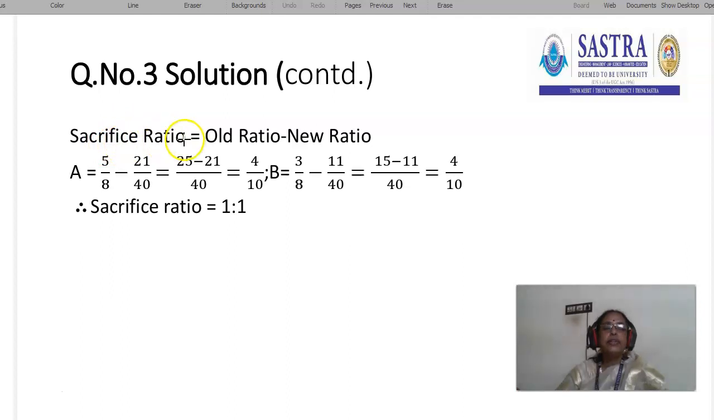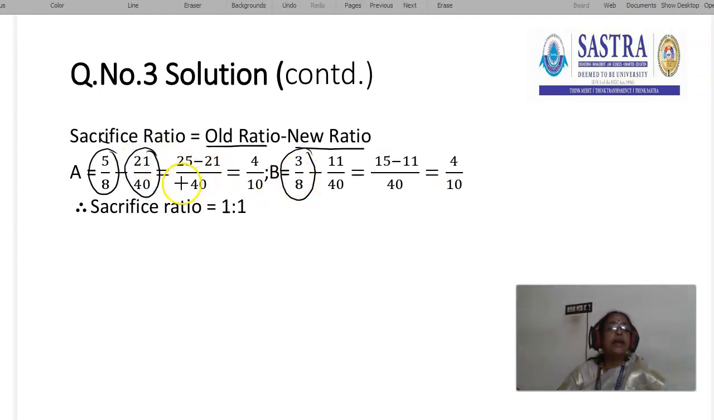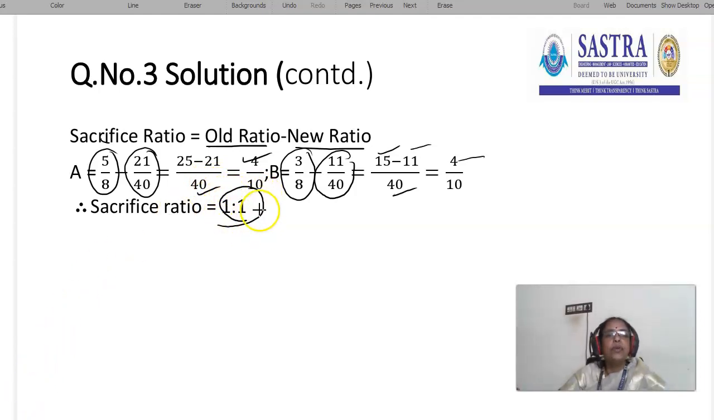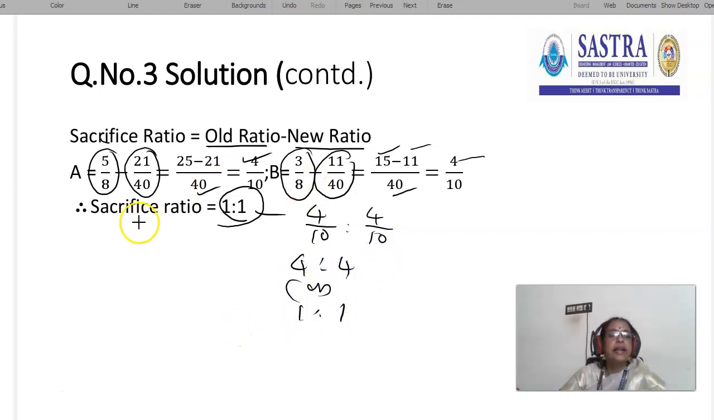Then calculation of sacrificing ratio for the above problem. Sacrificing ratio is equal to old ratio minus new ratio. A's old ratio is 5 by 8, B's old ratio is 3 by 8. A's new ratio is 21 by 40, B's new ratio is 11 by 40. 5 by 8 minus 21 by 40, LCM is 40, 25 minus 21, 4 by 40. Here 40 is the LCM, 15 minus 11, 4 by 40. So the sacrificing ratio is 1 is to 1. How? 4 by 40 is to 4 by 40, that is nothing but 4 is to 4 or 1 is to 1. In this way, we have to calculate the sacrificing ratio.